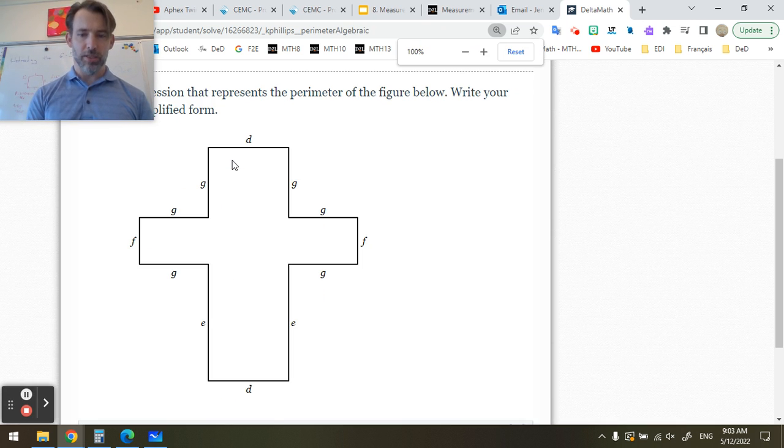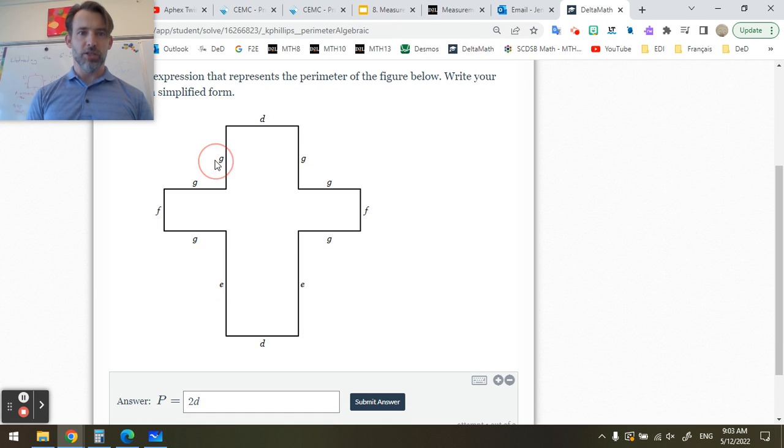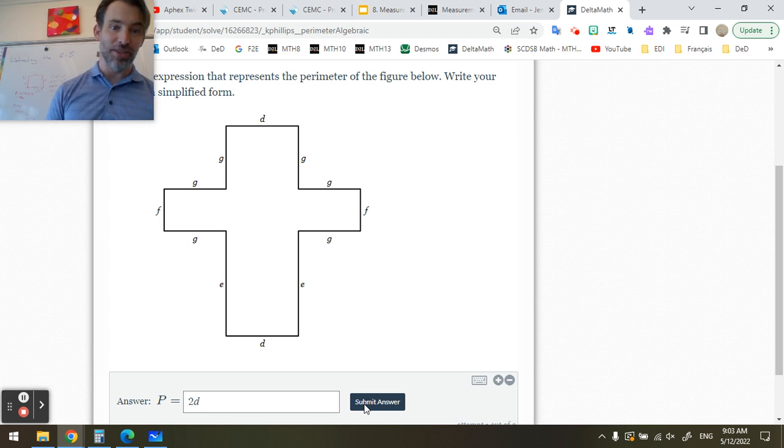I'm just going to zoom out so we can see it and put in our answer. And then there's how many G's? 1, 2, 3, 4, 5, 6 G's. So it's plus 6G. 2D plus 6G. And then how many F's? 2 F's, plus 2F, plus, and then how many E's? 1, 2. 2E. Oh, there we go, 2E. And then you say submit answer, and that will give us the perimeter, that expression that we just created.